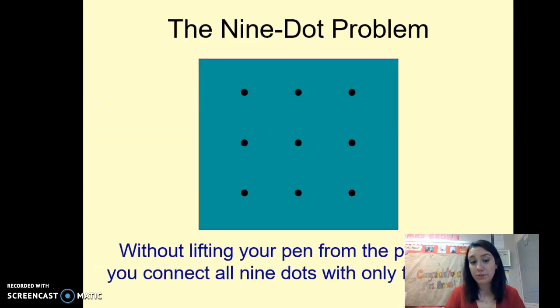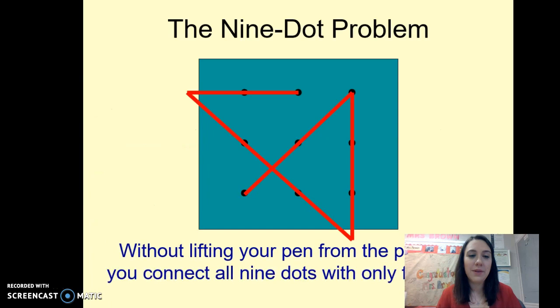Here's the 9-dot problem. Without lifting your pen from the page, can you connect all 9 dots with only 4 lines? You can pause this if you want. If you're in class, you can go back and do this later on. But we're not going to spend that much time. Okay, here's the solution. There you go. If you were like, no, I can't do it, it's impossible, you're suffering from fixation. Open your mind. Think outside the box, right? Literally, think outside the box.